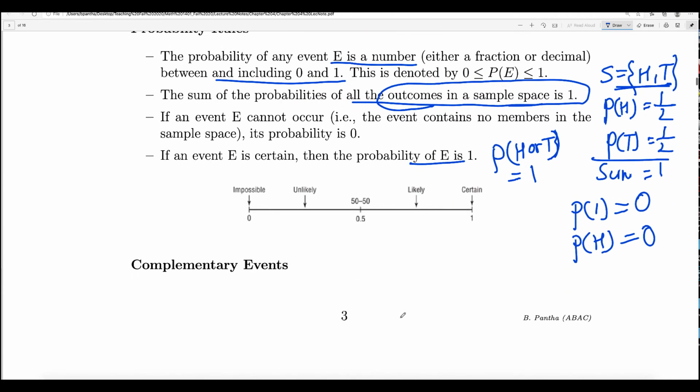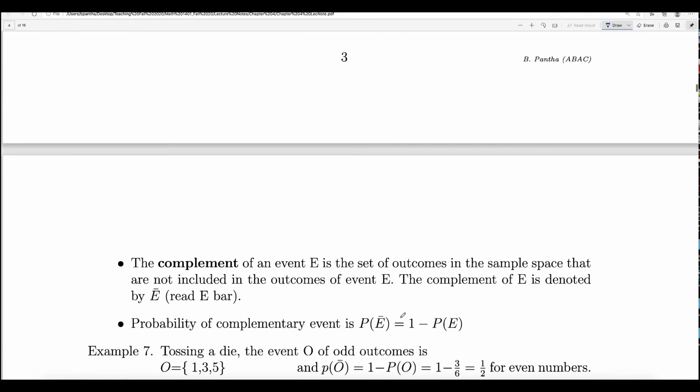Now let us talk about complementary events. For an event E, the set of outcomes in the sample space that are not included in the outcomes of the event is called the complement. The complement of E is denoted by E bar. And the probability of the complementary event is P(E bar) = 1 - P(E).